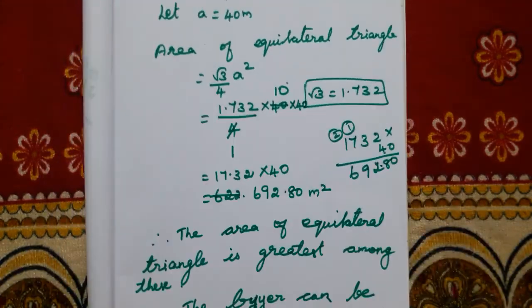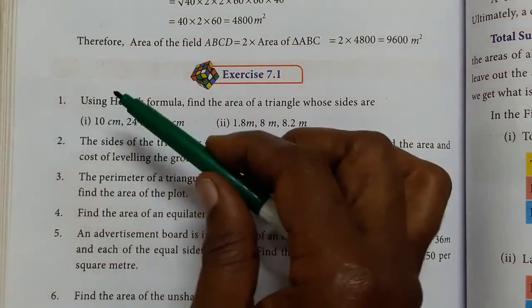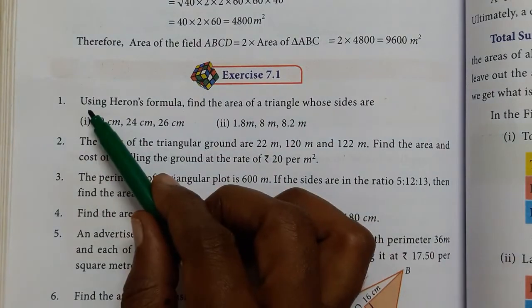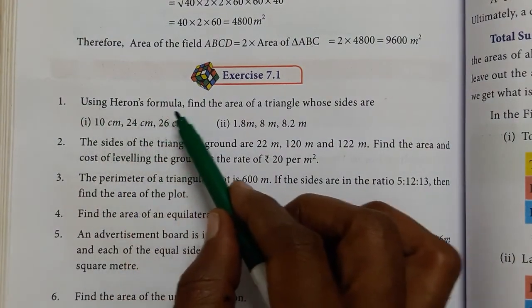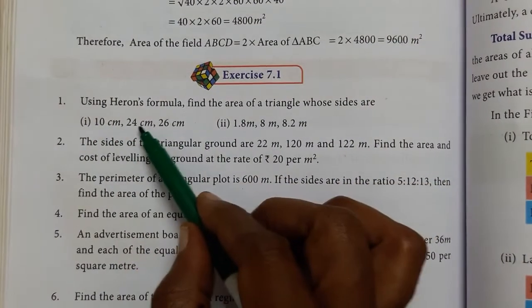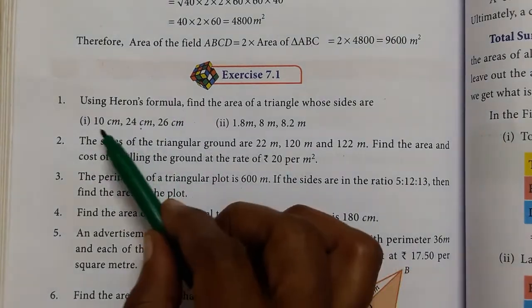Okay. Now I am giving two problems as homework. You want to complete the homework problem. Exercise 7.1. First problem. Using Heron's formula, find the area of triangle whose sides are 10 cm, 24 cm, 26 cm. And the second problem.